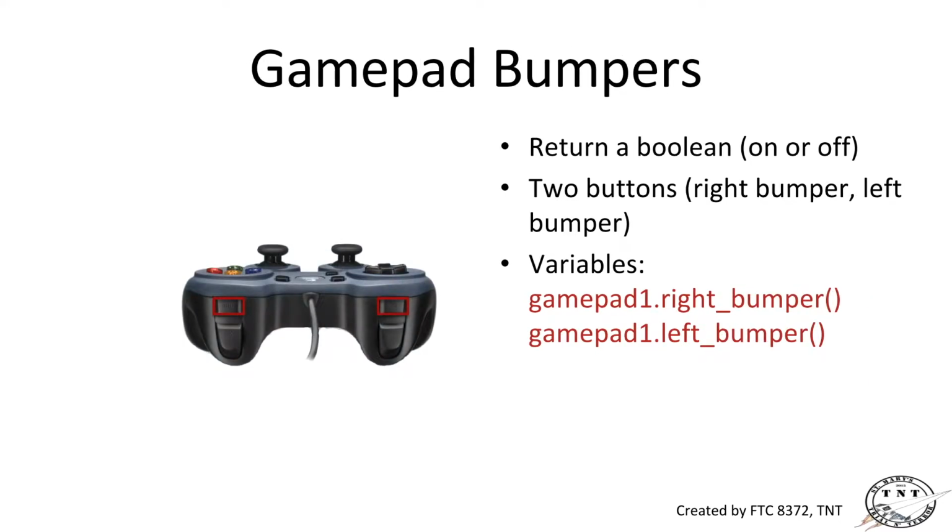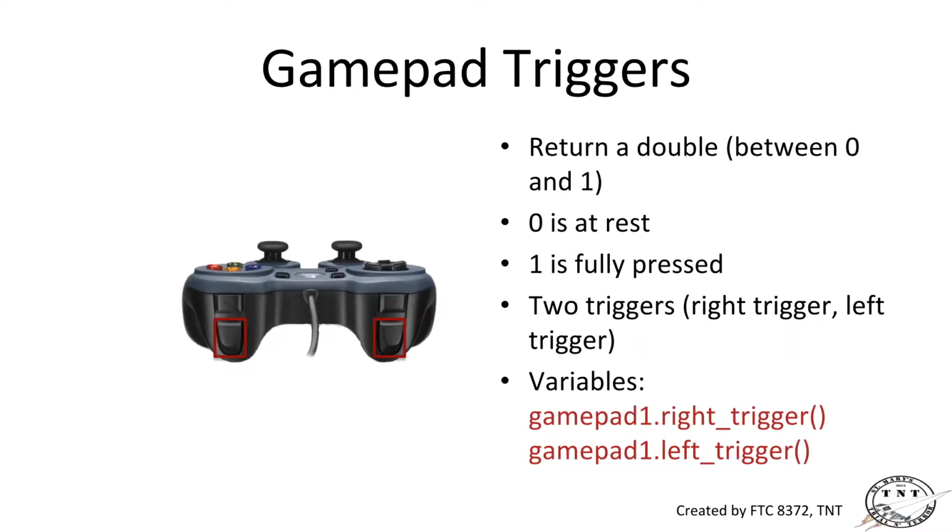Now on the back of the controller, there are 2 bumpers, right bumper and left bumper. They act just as a regular button and will return a boolean. Finally, we have the gamepad triggers, which are a little bit different from the buttons in that it returns a double between 0 and 1, where 0 is at rest and 1 is fully pressed. So this can be great for moving a 180-degree servo because the numbers will line up perfectly. And you have 2 of them, you get right trigger and left trigger.